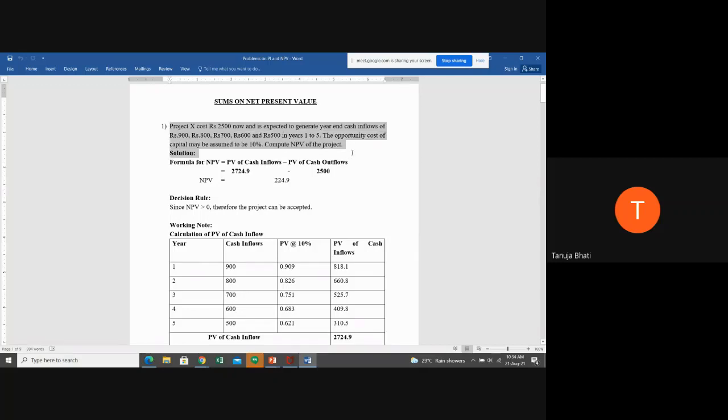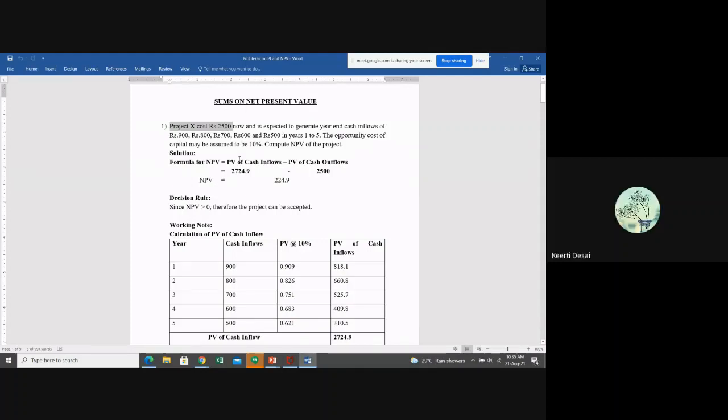Project X costs rupees 2,500 now and is expected to generate year-end cash inflows of rupees 900, 800, 700, 600 and rupees 500 in years 1 to 5. The opportunity cost of the capital may be assumed to be 10%. Compute NPV of the project. First of all, can any student tell me what this rupees 2,500 stands for? What is this cost? Can any student explain?